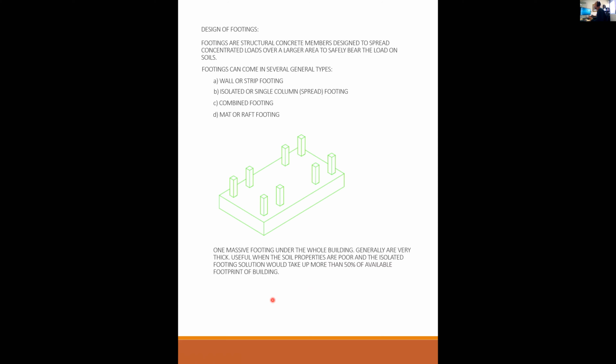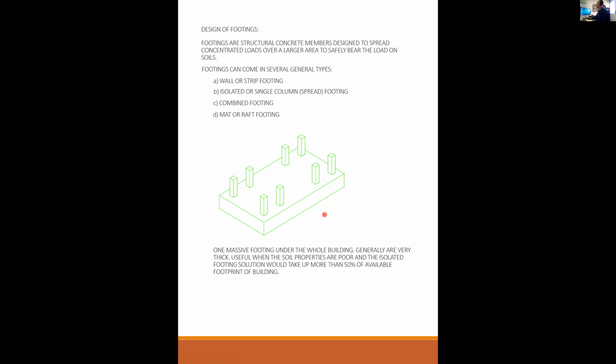We can have what's known as a mat or raft footing. It looks something like that. This is one massive footing under a whole building. They are generally very thick, useful for when soil properties are poor and the isolated footing solution would take up more than 50% of the available footprint of the building. So in other words, you size individual footings under each one of these columns, and those footings are so big that they're almost touching each other, then it's just more economical to make it into one big mat foundation.